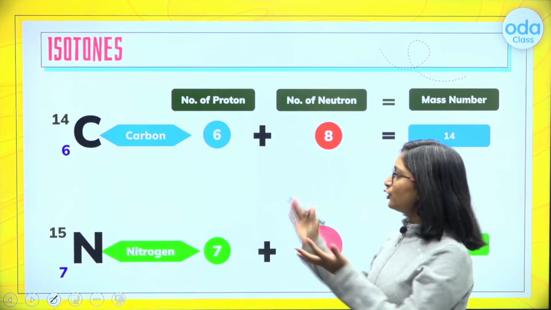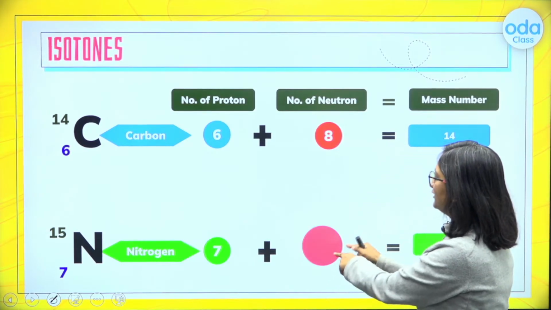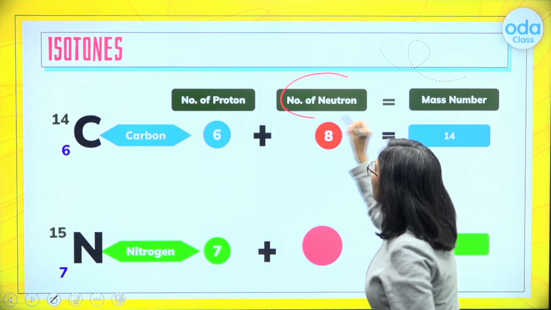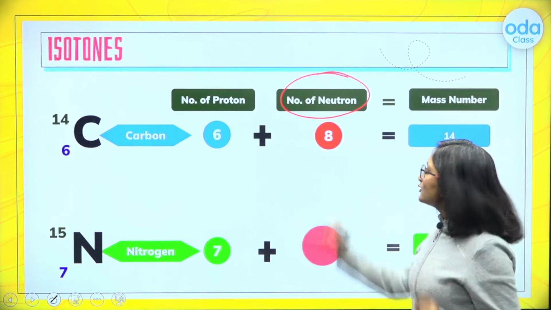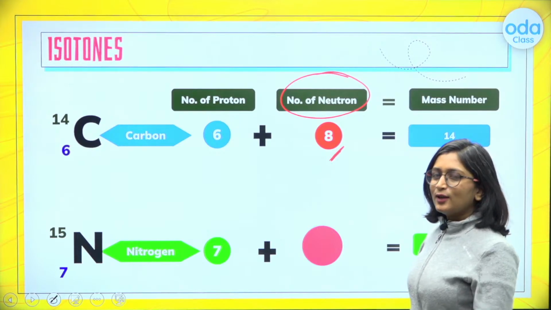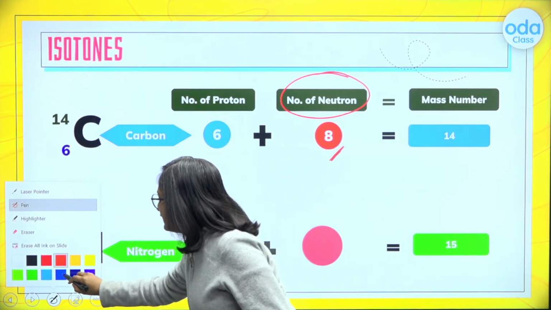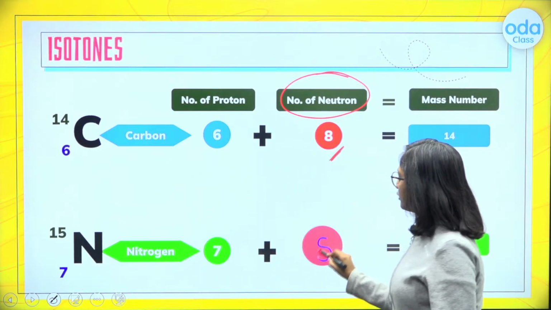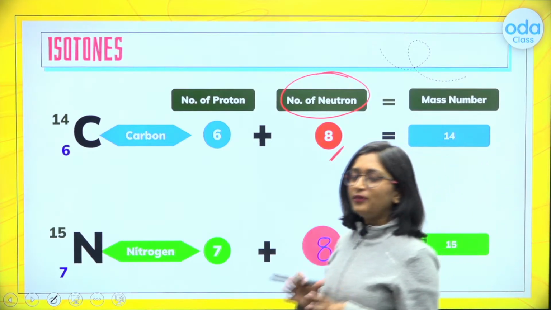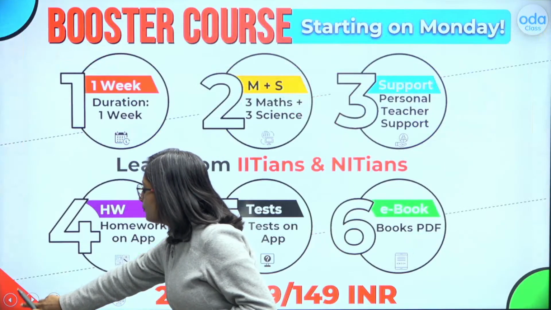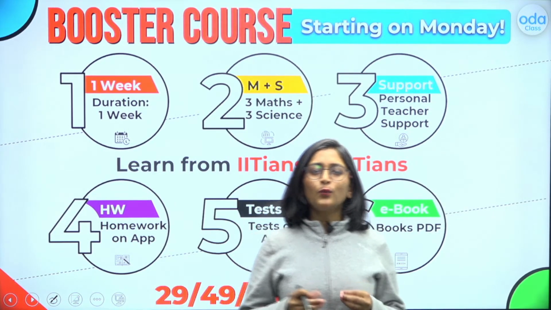So here you all need to write in the comment box what would be here. We know that there would be the same number of neutrons in the case of isotones. So if 8 is here, then definitely the number of neutrons in this case would also be 8. What would be here? That would also be 8. And thus, you all got to know the concept of isotopes, isobars and isotones along with the atomic number and the mass number.